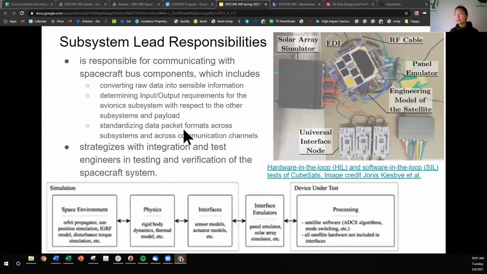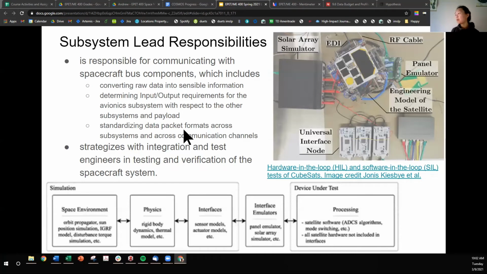The CDH subsystem lead also should strategize with the integration and test engineers further along in the process to help develop testing and verification plans for the spacecraft system. Although a lot of the subsystem leads for like EPS and ADCS are concerned with verifying their spacecraft performance, the CDH lead is going to be, in the end, handling a lot of that data. So it makes sense that the person handling the data would be the one to verify if the actual physical components perform as they say they should.